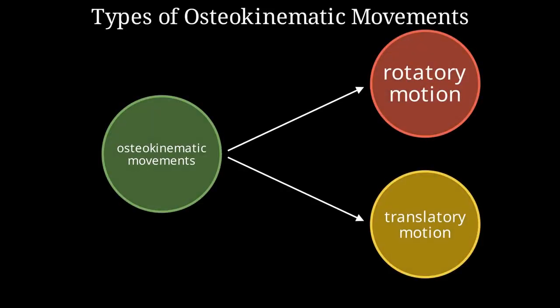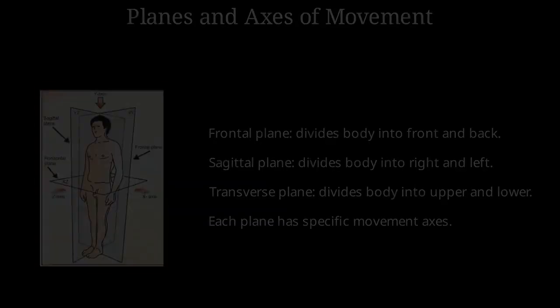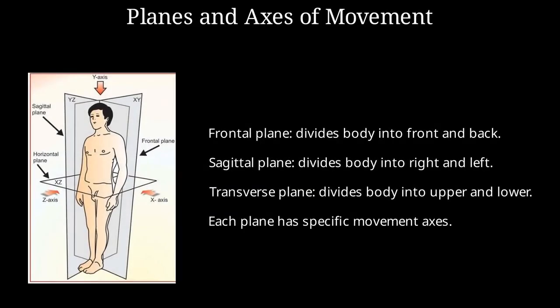Osteokinematic movements include flexion, extension, abduction, adduction, rotation, circumduction, supination, pronation, inversion, eversion, plantar flexion, dorsiflexion, and various bending motions. These movements are classified into rotatory, angular, and translatory linear motions. Movements occur in specific planes and axes. The frontal, coronal plane divides the body into front and back, the sagittal plane into right and left, and the transverse, horizontal plane into upper and lower parts. Each plane is associated with specific axes and types of movement.